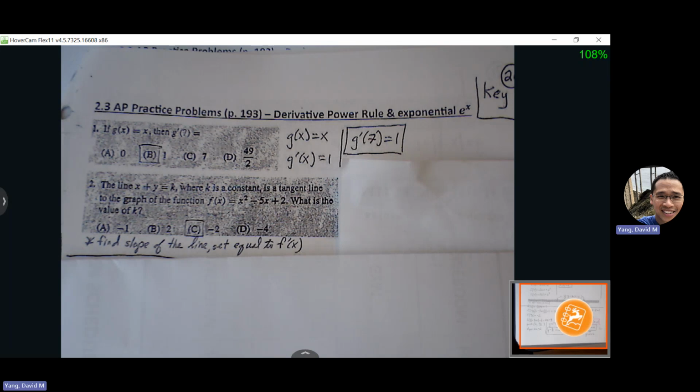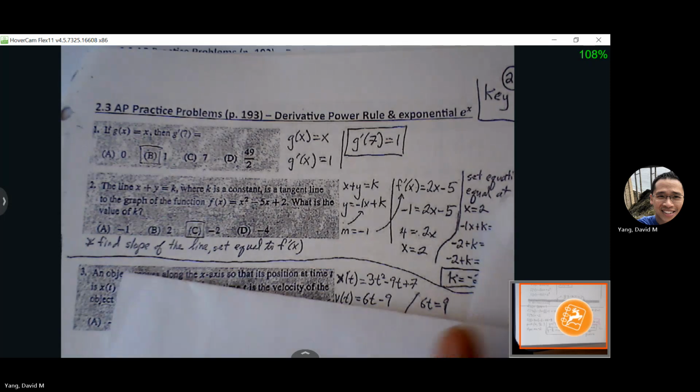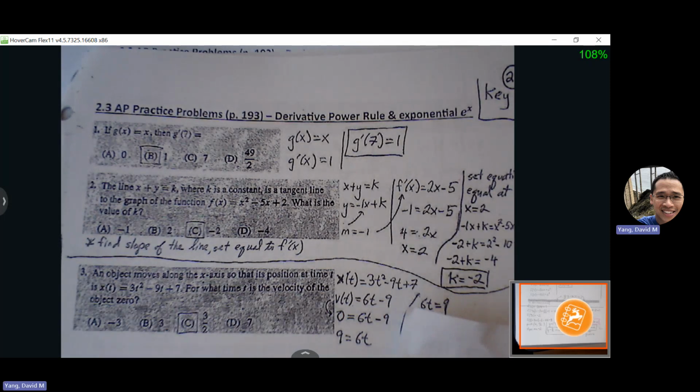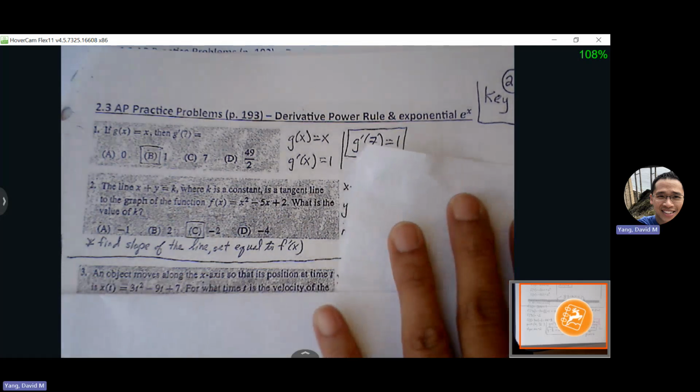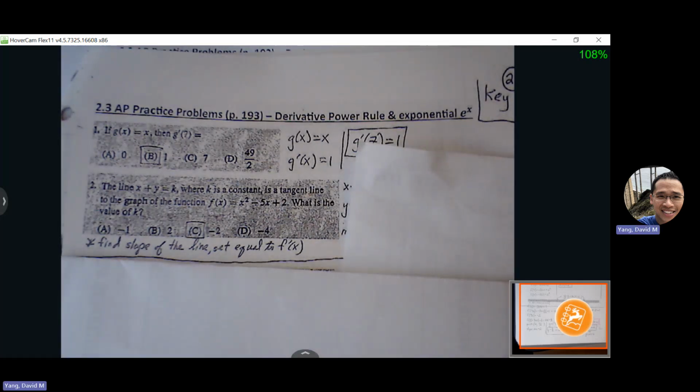Okay, number 2. The line x plus y equals k, where k is constant, is a tangent line to the graph of y equals x squared minus 5x plus 2. What is the value of k? So I want to give you some visual connection to what the problem is dealing with.